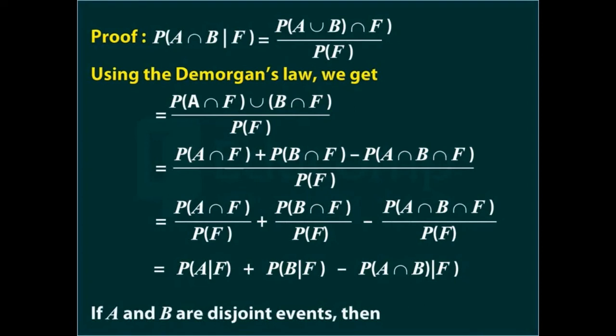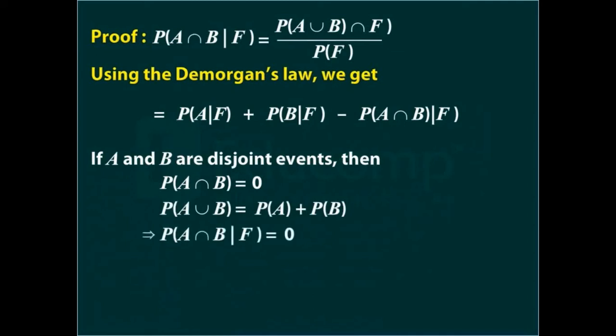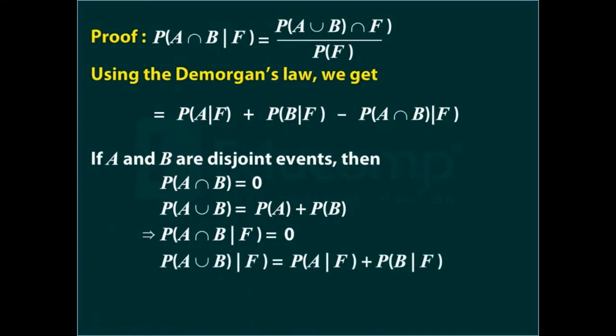If event A and event B are disjoint events, then probability of A intersection B equals 0. Probability of A union B equals probability of A plus probability of B. This implies that probability of A intersection B provided F has occurred equals 0. Probability of A union B provided F has occurred equals probability of A provided F has occurred plus probability of B provided F has occurred.